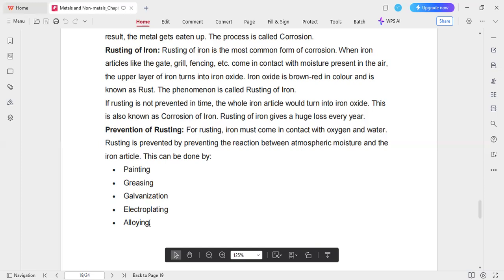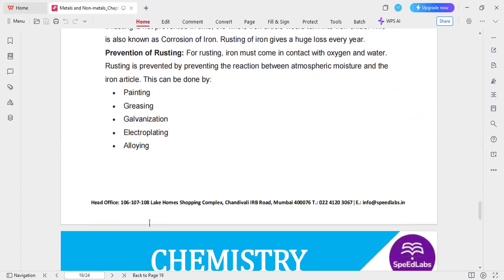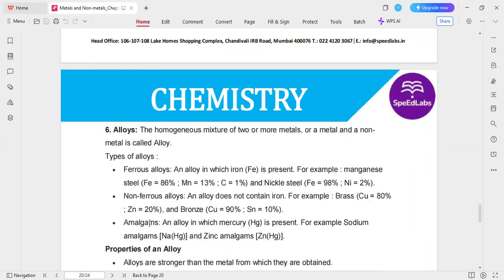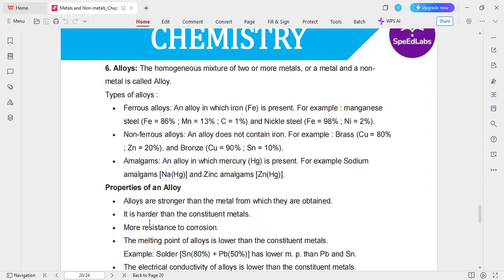Not only iron, we also make alloys of copper. Copper mixed with tin becomes bronze. Copper mixed with zinc becomes brass. I hope you understood this concept, children. Now see what alloys are. Alloys are homogeneous mixtures of two or more metals, or a metal and a non-metal. Is it clear?